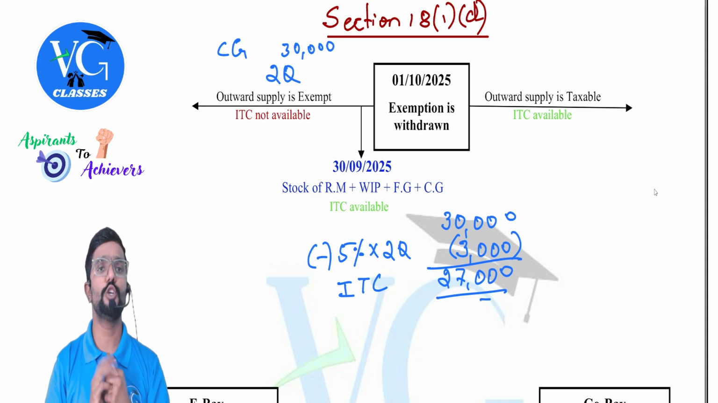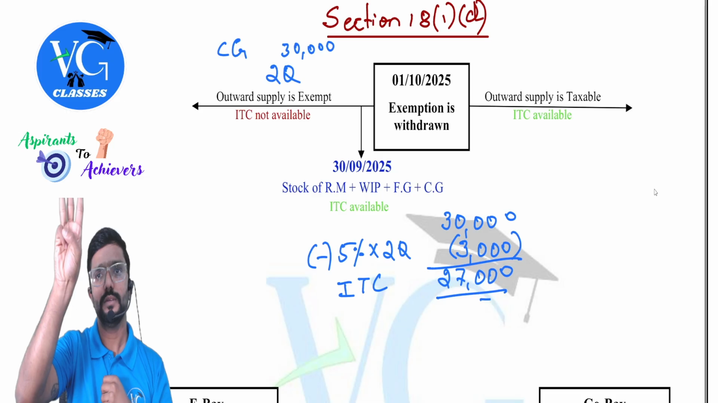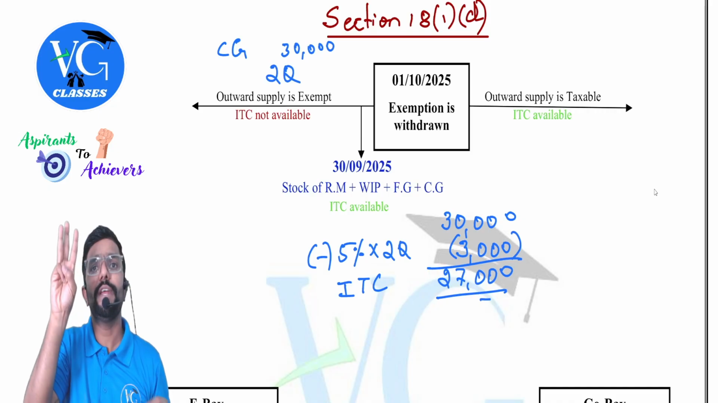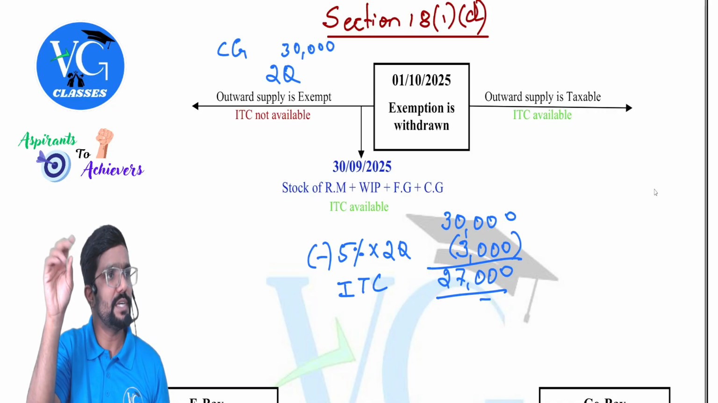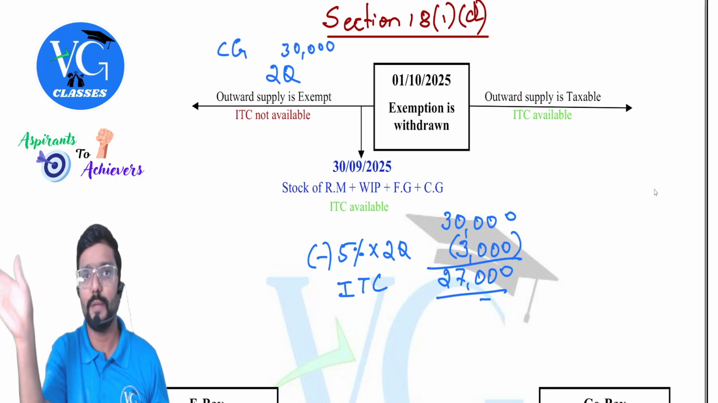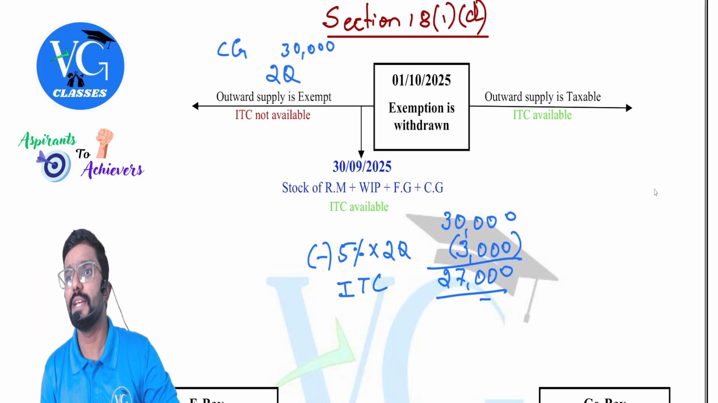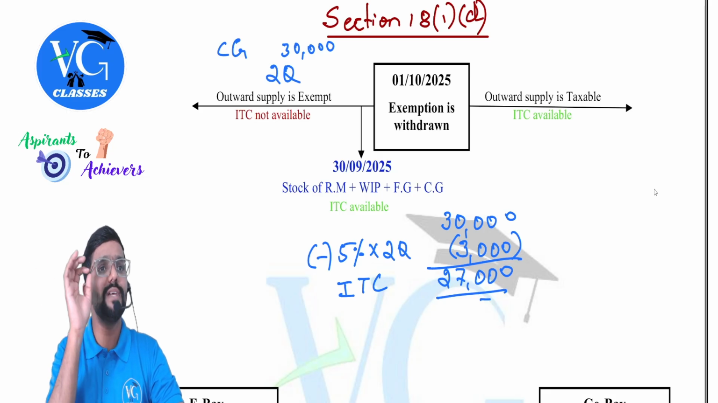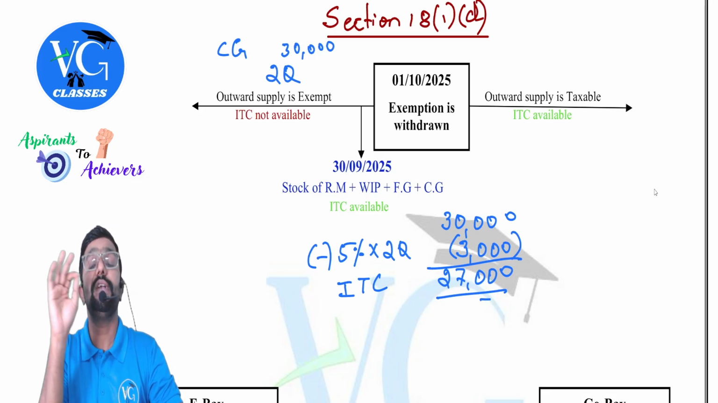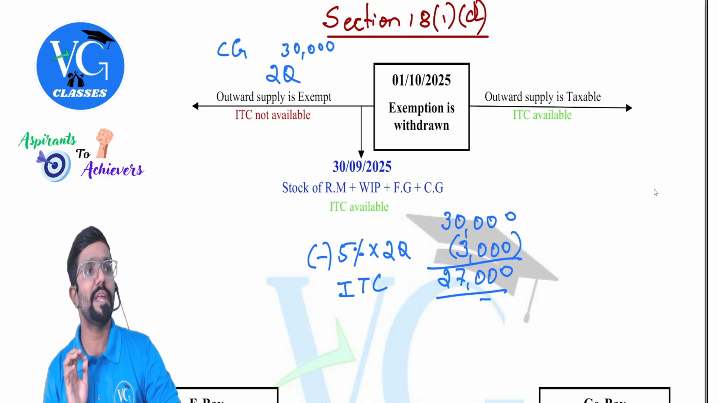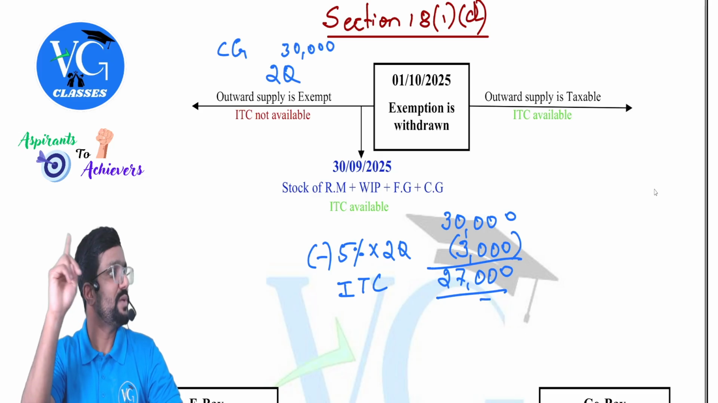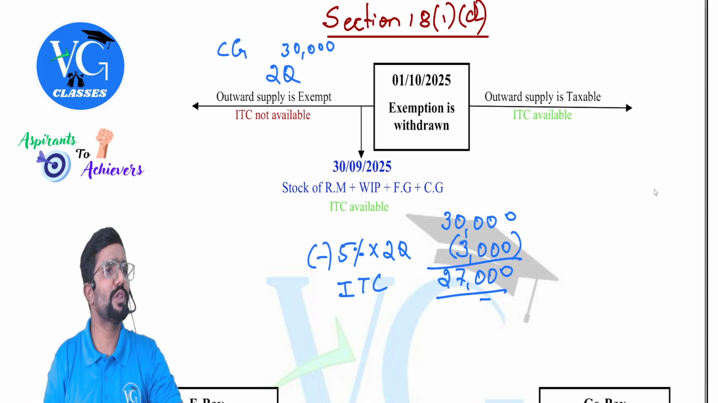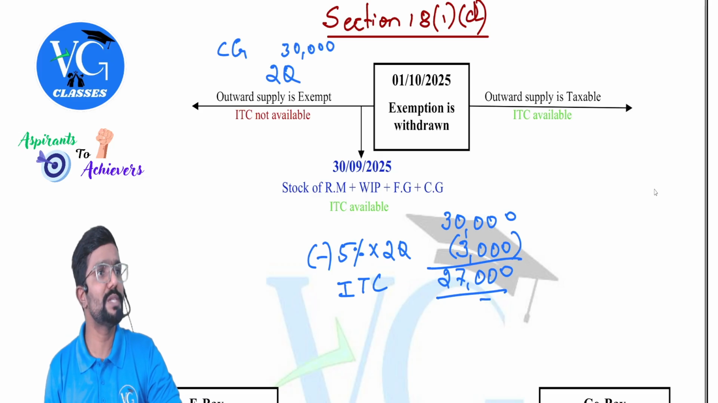Assume, sir, before 1st October, it was used for 3 quarters. How many quarters should I reduce? 3, so 15%. So 30,000 minus 15%, the remaining is allowed. Next, please listen. Sir, before 1st October, it was used for 3 quarters, 15 days. How much should I reduce? 4 quarters, so 20%. 30,000 minus 20% comes to 6,000, so 24,000 available.